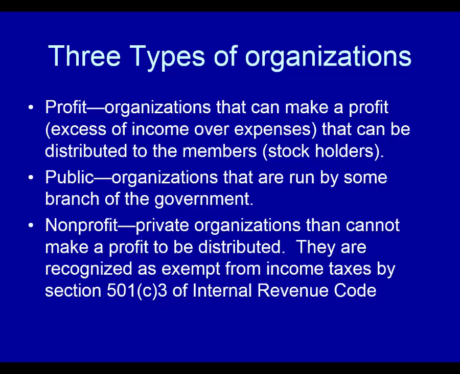The third type, which is the focus of this presentation, is the nonprofit organization. This is a private organization that cannot make a profit to be distributed, as is the case of the profit organization. They are recognized as exempt from income taxes by Section 501c3 of the Internal Revenue Code. I'm putting this here because 501c3 is one of those terms in grant writing that you need to know about, and it's included in the presentation on the language of grant writing that you might be able to witness.